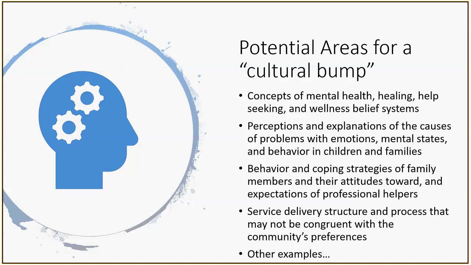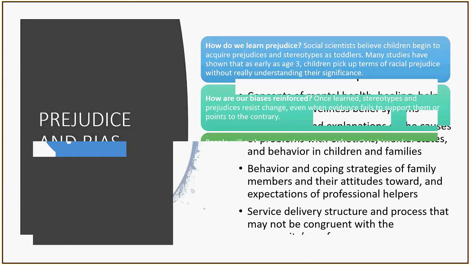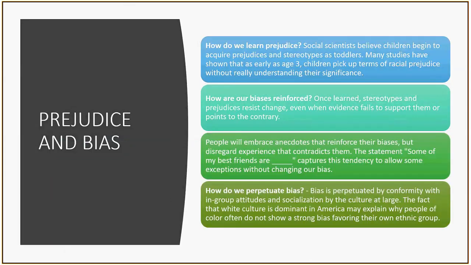And you may have other examples of your own. So as we start to think about what constitutes prejudice and bias in our systems, we have to start first off with a question about how do we learn prejudice? I don't think humans are just innately born with prejudice.